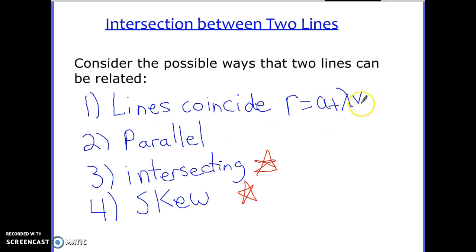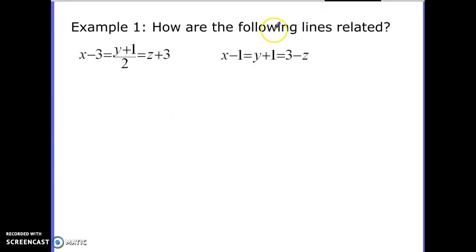They're going to have the same vector, and the relationship between their two starting points will be that they are separated by a multiple of that direction vector. But these ones are tough to tell, so we need to figure out how to do that. So let's take a look. How are these lines related?